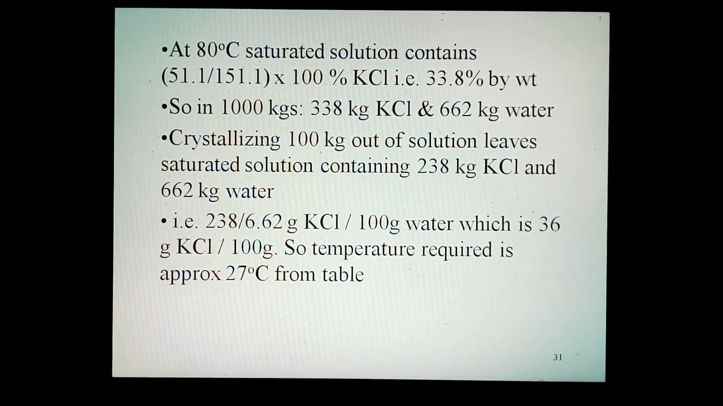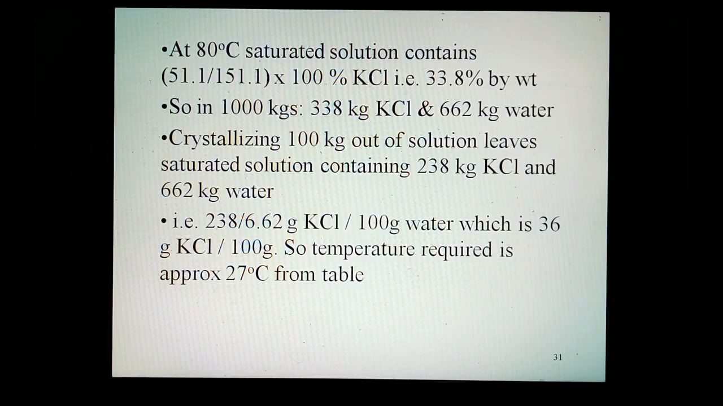At 80 degrees centigrade, saturated solution contains 51.1 divided by 151.1 × 100% of KCl. It is 33.8% by weight. So in 1,000 kilograms there is 338 kilograms KCl and 662 kilograms water.